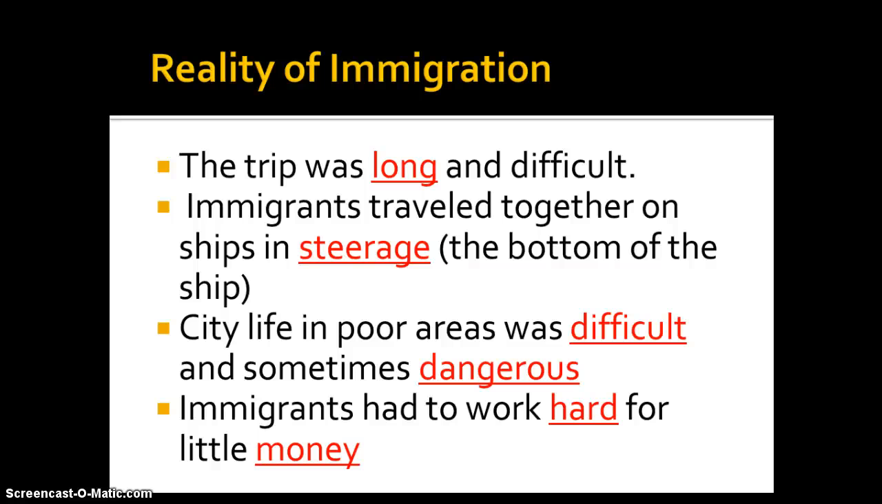So the trip itself was long and difficult over the ocean. Often immigrants could not afford nice quarters or nice rooms in a ship, so they had to travel together in the bottom of the boat in a place called steerage. And once they got to the city, they found that city life, especially in the poor areas, was very difficult, and sometimes it was dangerous. And immigrants had to work very hard for very little money. So getting started in America proved to be very difficult. There wasn't instant success for most immigrants.